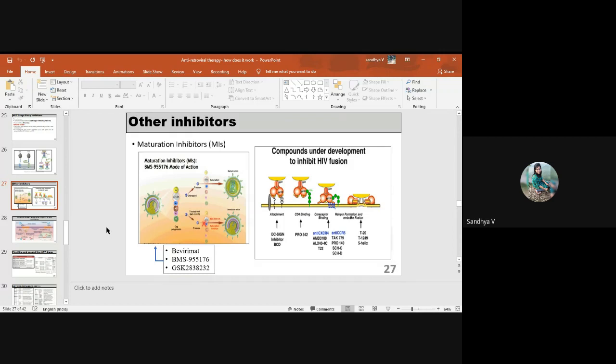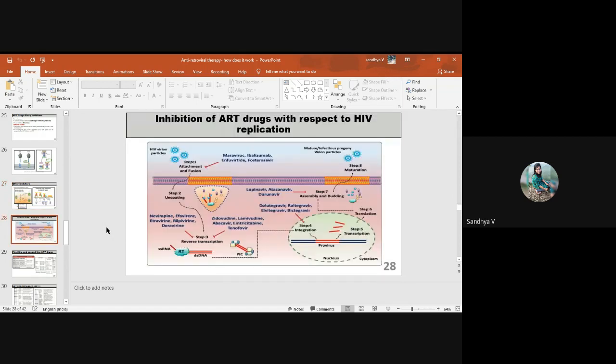And there is a CXCR4 antagonist and a CCR5 antagonist, which are chemokine receptor inhibitors, and fusion inhibitors, which target the mechanism of fusion. So there are some inhibitors which inhibit the further fusion activities also. This is the overall inhibition strategy to stop HIV from getting replicated.